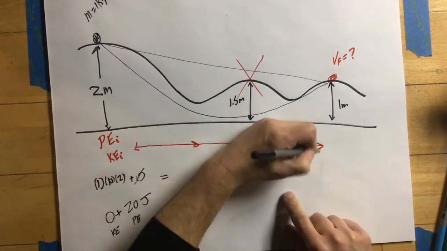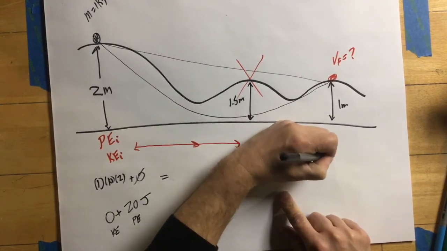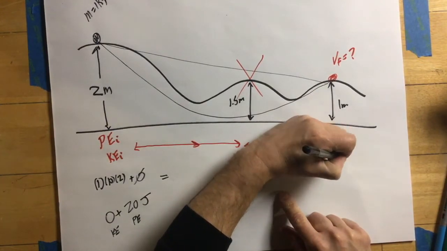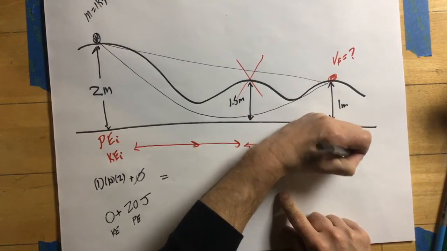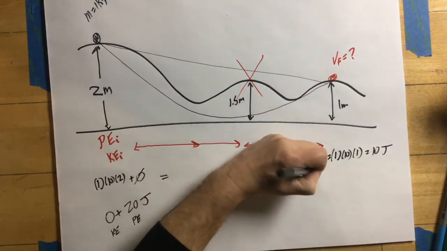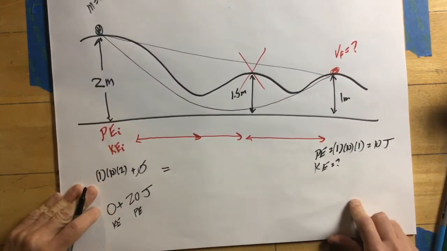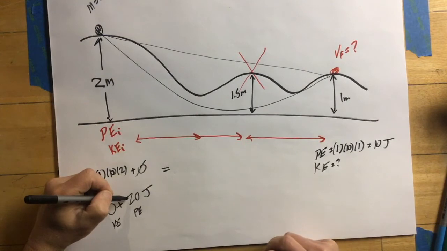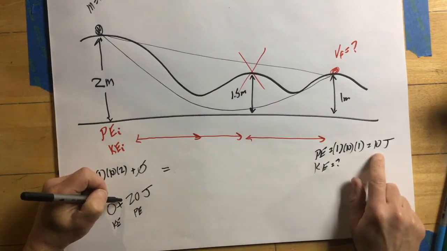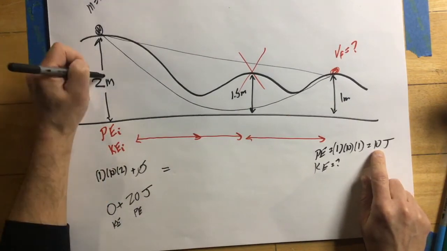When we get over here, we know that the potential energy, it's a 1 kilogram object, again, times 10 times 1 meter. So we have 10 joules of potential energy over here. And they want to know how fast it's going. Well, if you take a look at this, we had 20 in potential over here, all potential, nothing kinetic. Over here, we have half of that. Well, that should make sense, because guess what? We've lost half the height.